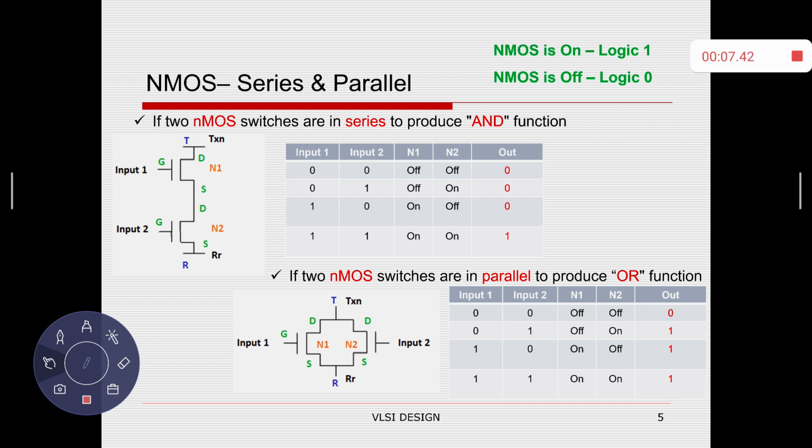For the last combination, when both inputs are equal to 1, both N1 and N2 are on. So the information I connected at the transmitter end reaches the receiver end. So the output is 1. From the operation table, it is observed that the output is 0 when both inputs are 0. Otherwise the output is 1, which satisfies an OR connection. So the conclusion is, when two NMOS transistors are connected in parallel, they produce an OR function.